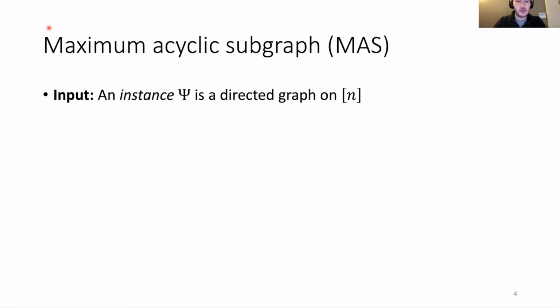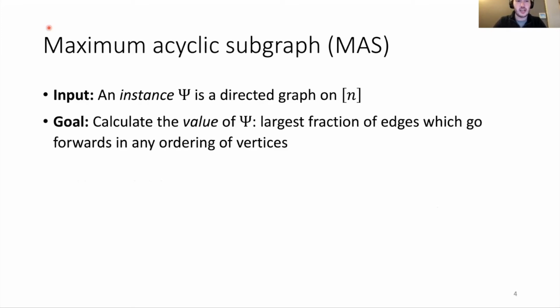So in the MAS problem, an instance, which we denote psi, is a directed graph on the first n natural numbers. And the goal of an algorithm is to calculate what we call the value of psi, which is the largest fraction of edges which go forwards over all possible ways to order the vertices of the graph psi.